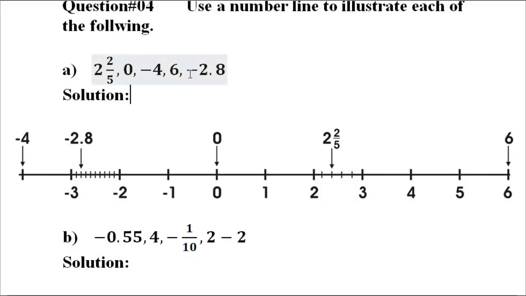The last number is negative 2.8, which lies between negative 2 and negative 3. To find the correct placement for negative 2.8, divide the space between negative 2 and negative 3 into 10 equal parts. You can then easily place negative 2.8 in its correct position. The correct placement for negative 2.8 is the 8th small division between negative 2 and negative 3.